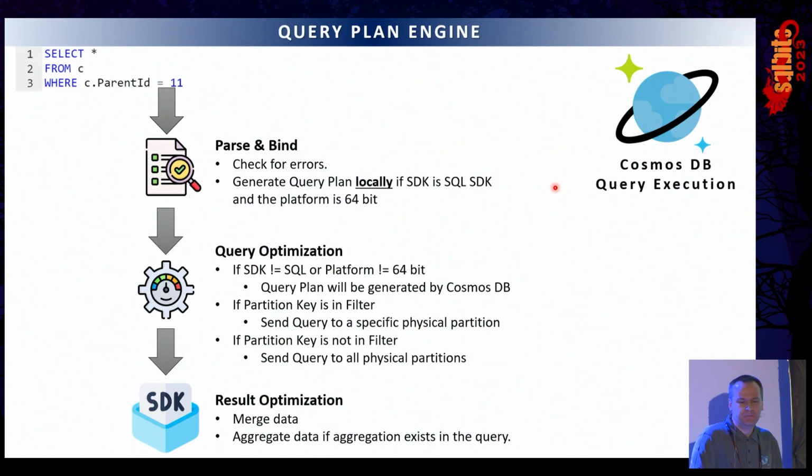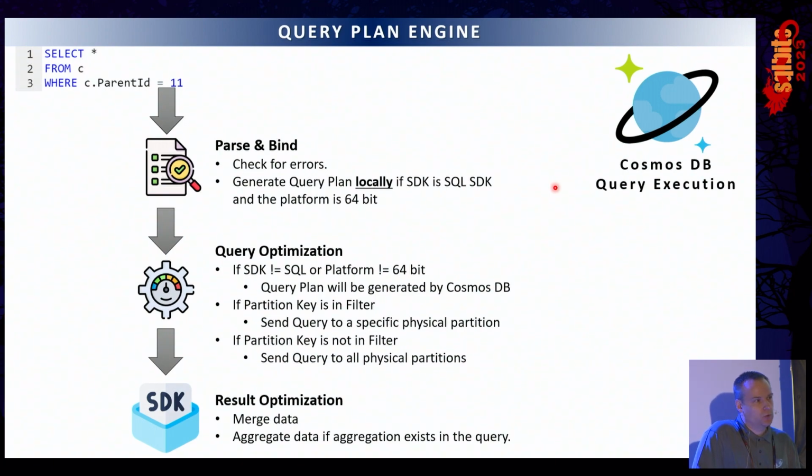Now, this is pretty clear, close to Cosmos DB. If you look at Cosmos DB, let's say we are going to run exactly the same select statement here. Parse and bind is not going to be that much because in Cosmos DB, we don't have a schema. So there's not that much to check. There are some to check, but not as much as SQL Server. The next one is a very important one. We have to generate the query plan. If your application is written in 64-bit, that means we can do that locally without making a request to Cosmos DB. That is very important.